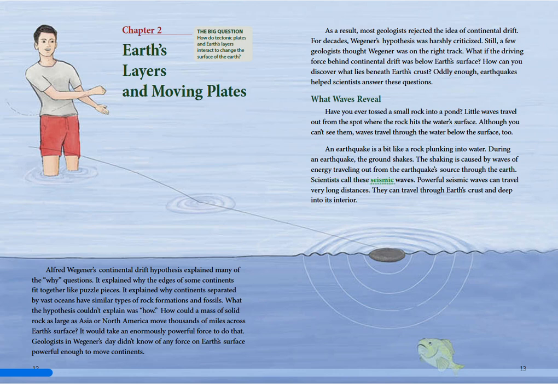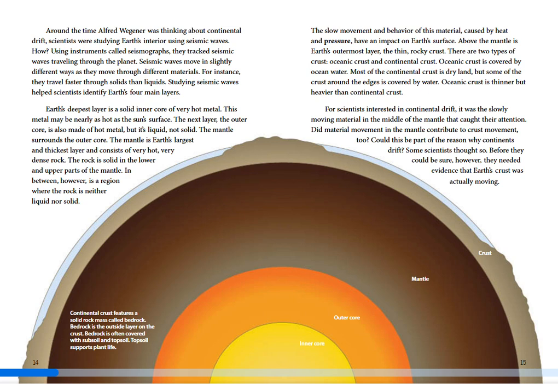Scientists call these seismic waves. Powerful seismic waves can travel very long distances. They can travel through Earth's crust and deep into its interior. Around the time Alfred Wegener was thinking about continental drift, scientists were studying Earth's interior using seismic waves. How? Using instruments called seismographs. They tracked seismic waves traveling through the planet.